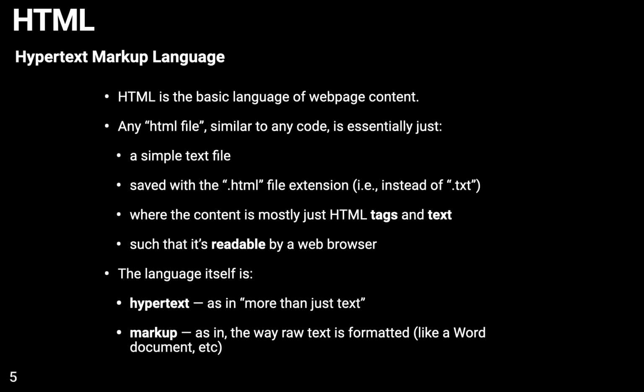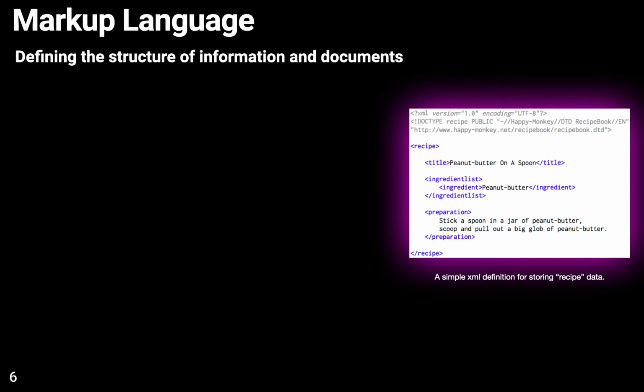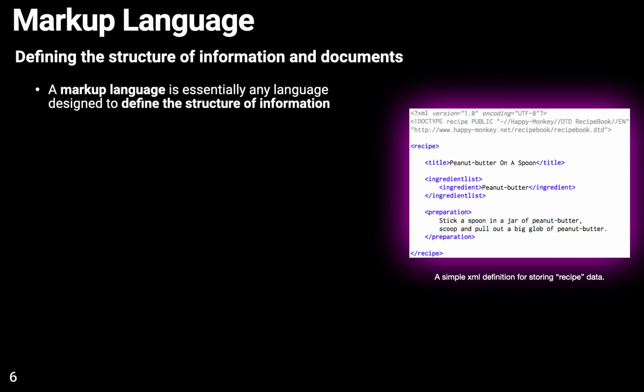Think about how things are organized in a Word document. That's the idea of markup: indent here, carriage return here, line spacing, that kind of stuff. So let's pull these apart a little bit further. Markup languages are the kinds of languages that exist to define the structure of information and documents. So it's any language that is designed to define structure, and information obviously is the basic currency of any language, but defining structure, right?